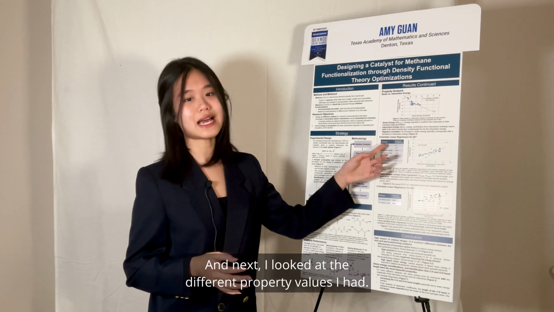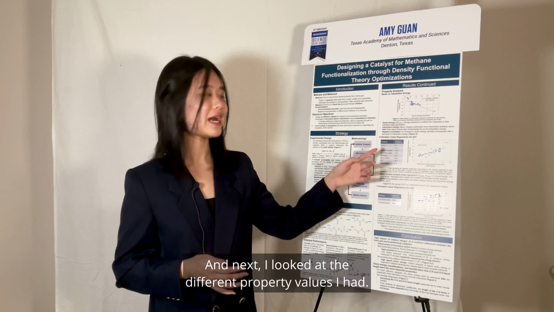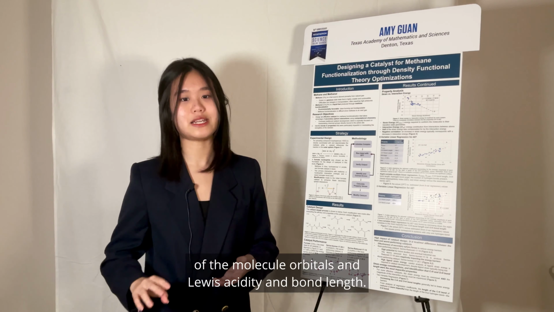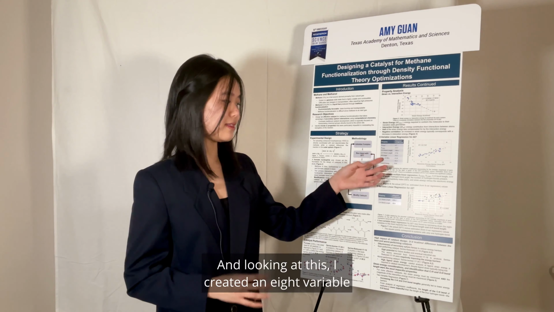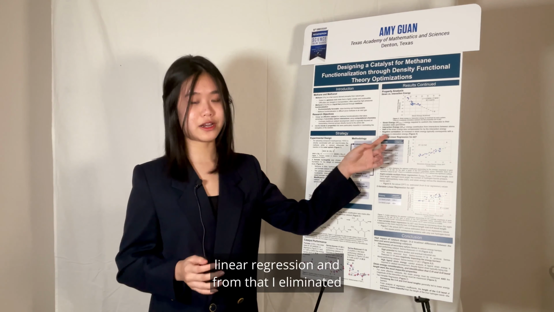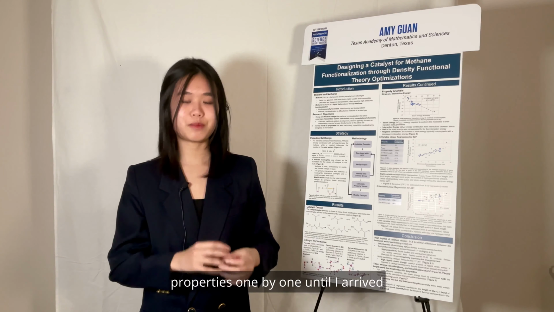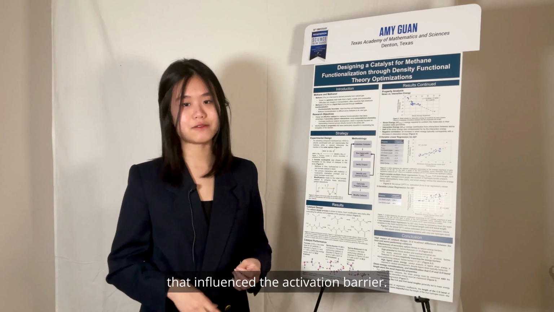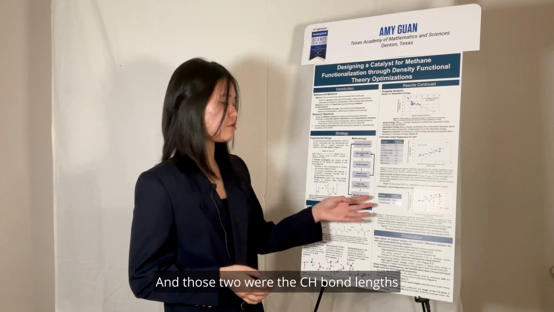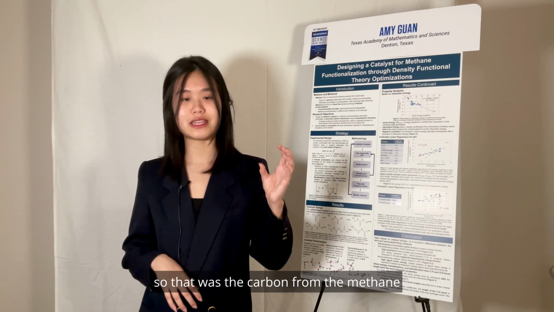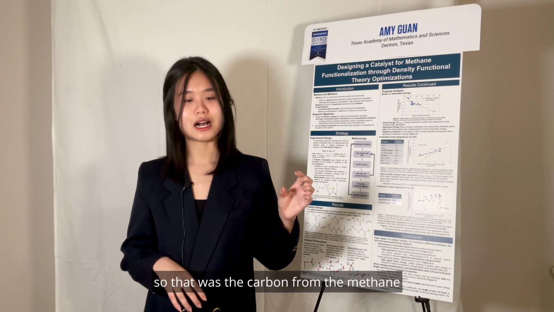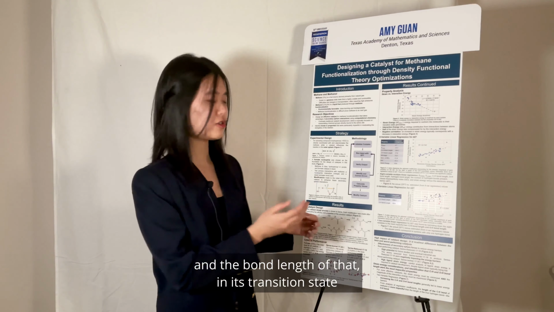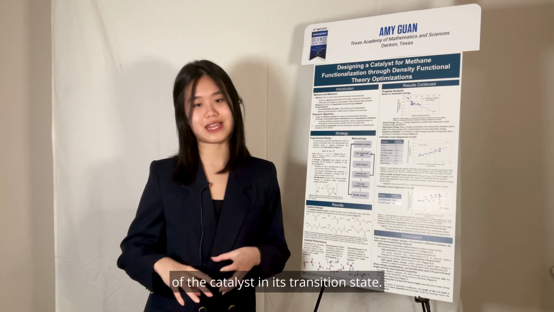Next, I looked at the different property values I had. These included the energies of the molecular orbitals, Lewis acidity, and bond length. Looking at this, I created an 8-variable linear regression, and from that I eliminated properties one by one until I arrived at the 2 most impactful properties that influenced the activation barrier. Those 2 were the CH bond length, so that was the carbon from the methane and the hydrogen that was being deprotonated, and the bond length of that in its transition state, as well as the OH bond length of the catalyst in its transition state.